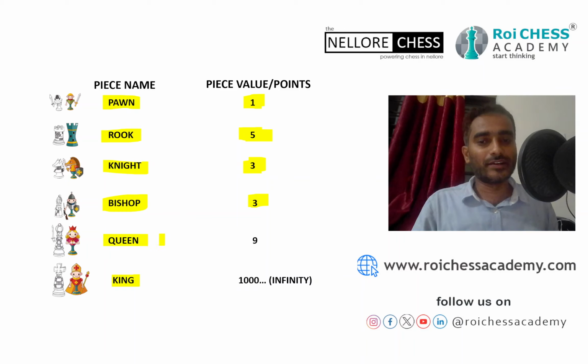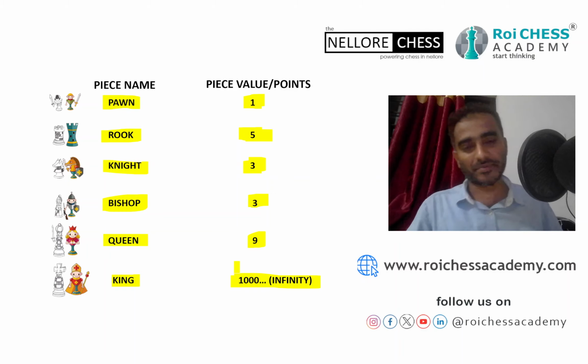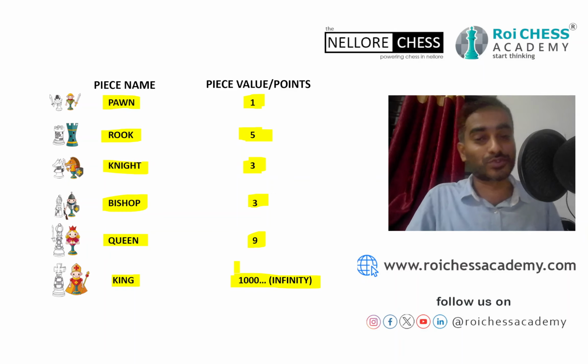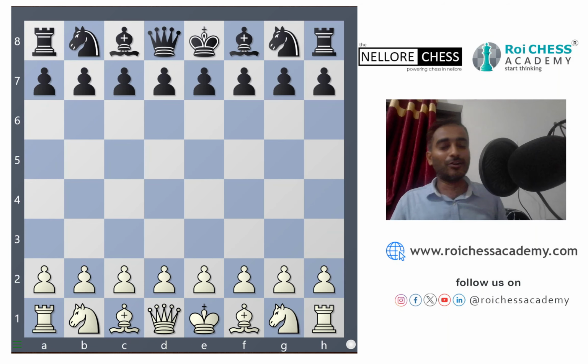And the queen value is 9. A very powerful piece in chess. King is infinity and uncountable. Let's say 100 or 1000, whatever it may be, because there's no chess without the king. So I hope you all understood about the piece movements, the piece values, and how to arrange the chess pieces.